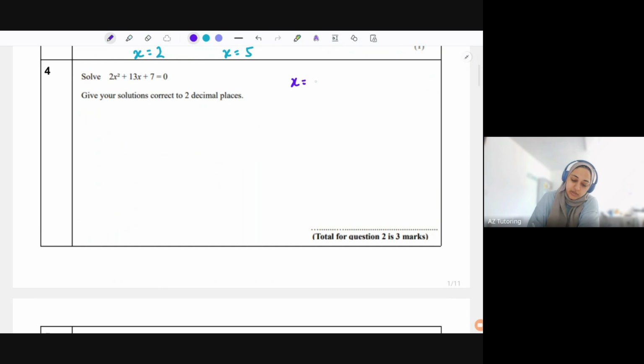So x equals minus b plus or minus the square root of b squared minus 4ac, all divided by 2a. And another clue that we're using the quadratic formula is it's saying give your solution to two decimal places, which shows that it won't be a whole number, so therefore we can't factorize it and put it in a neat bracket.